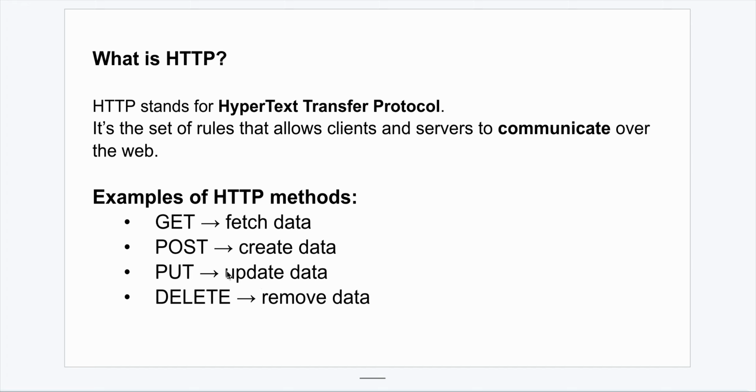For example, GET is used to fetch data. POST is for creating new data. PUT is used to update existing data. And DELETE is for removing data. In this video, we will focus only on GET since it's the simplest and most common method.